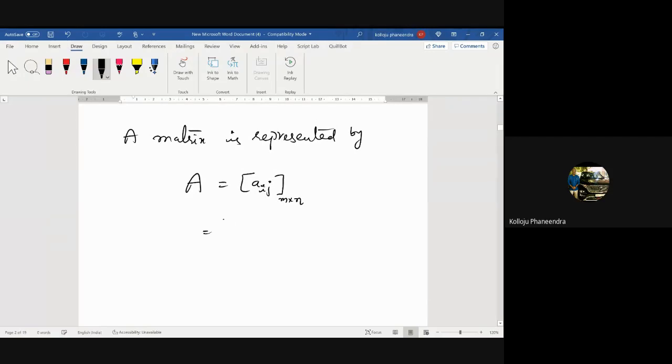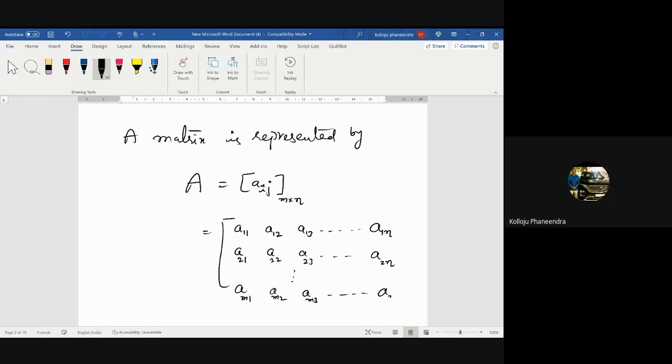Then how to write this Aij? For example, first row, A11, A12, A13, and so on. How many columns are here? N columns are there, A1n. And coming to second row, A21, A22, A23, and so on, A2n. And lastly, how many rows? M rows are there. So Am1, Am2, Am3, and so on, Amn. This is the m by n matrix, m rows and n columns.